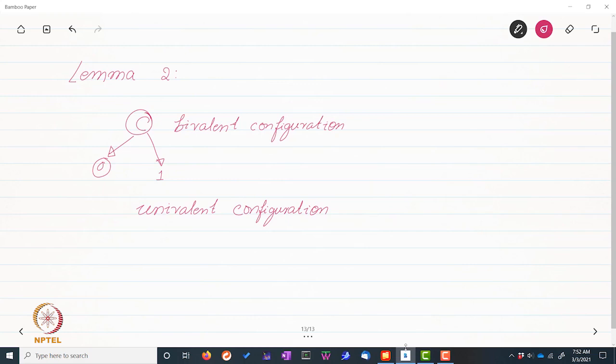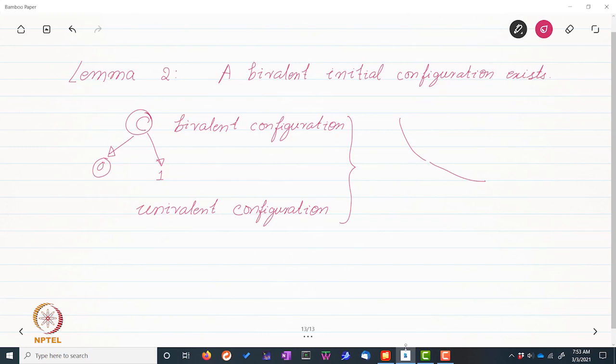So lemma 2 basically says that for any protocol, a bivalent initial configuration exists. All right. Let us assume to the contrary that this is not the case. If this is not the case, what does it mean? From the definition of partial correctness, all the initial states are either 0 valent or 1 valent.